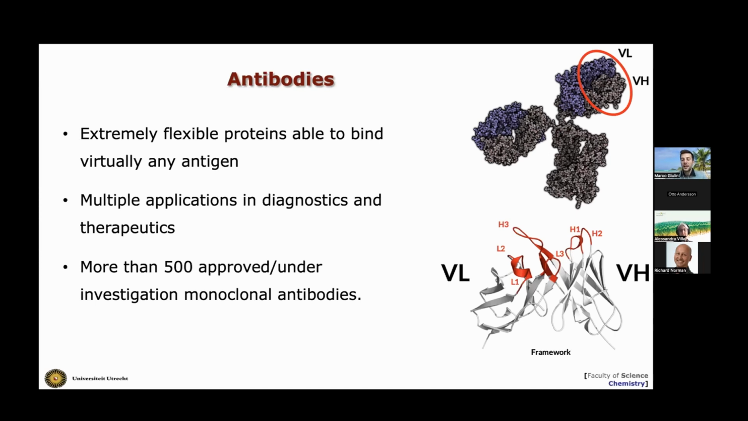So those loops are the amino acids that are basically responsible for binding the antigen with a high specificity. And antibodies have several applications in diagnostics and therapeutics. At the moment, we have more than 500 monoclonal antibodies that are either approved or under clinical investigation. So there is a lot happening in pharma about monoclonal antibodies, and also in more economic terms, the market size associated to this molecule is huge.